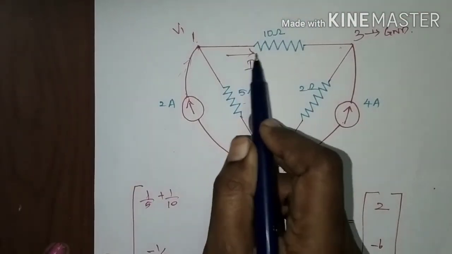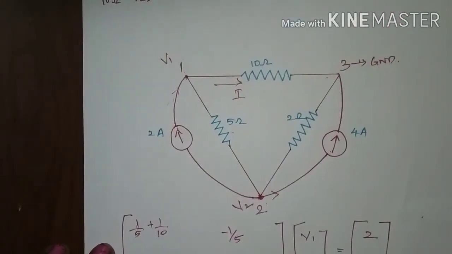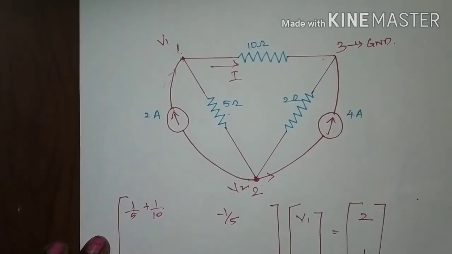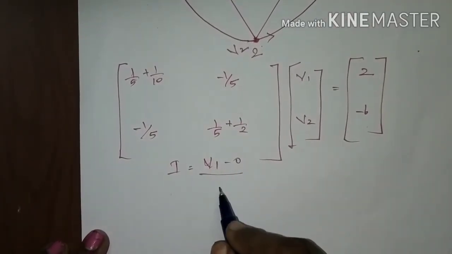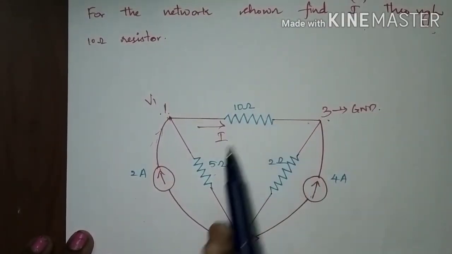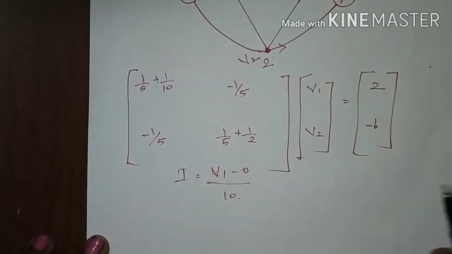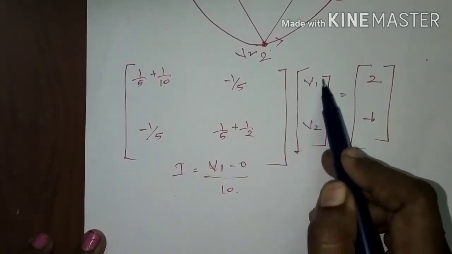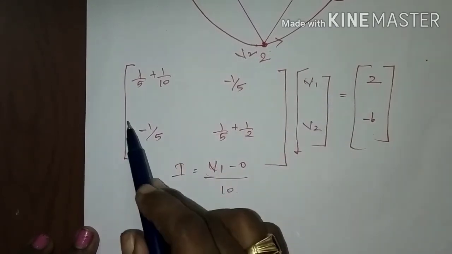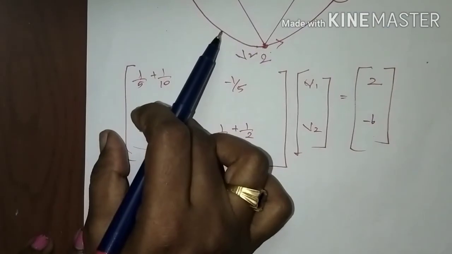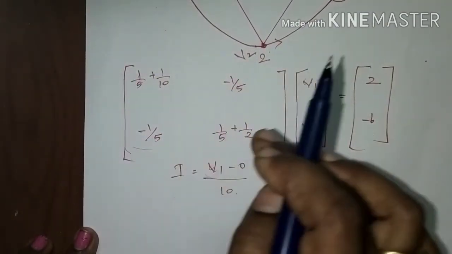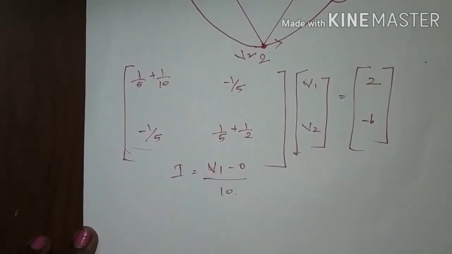We have to find the value of the current I. I can be represented by the voltage across this, V, and it is grounded. I is equal to V1 minus 0 divided by 10 ohms. You need the value of V1, right? The value of V1 can be found by using Cramer's rule. To find V1, you have to replace the first column with the current column and expand that. You will get V1 divided by the normal symmetric resistance matrix expansion, right?